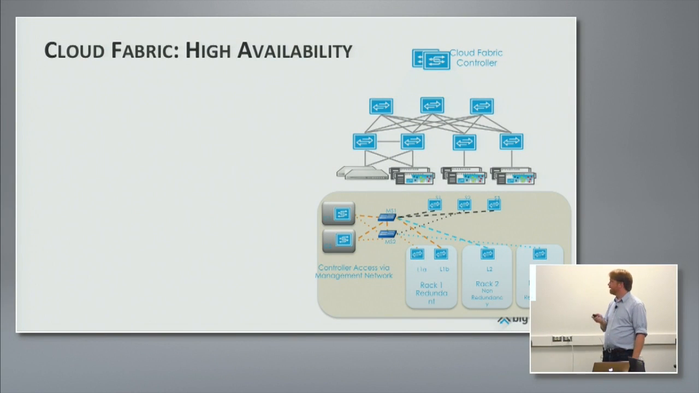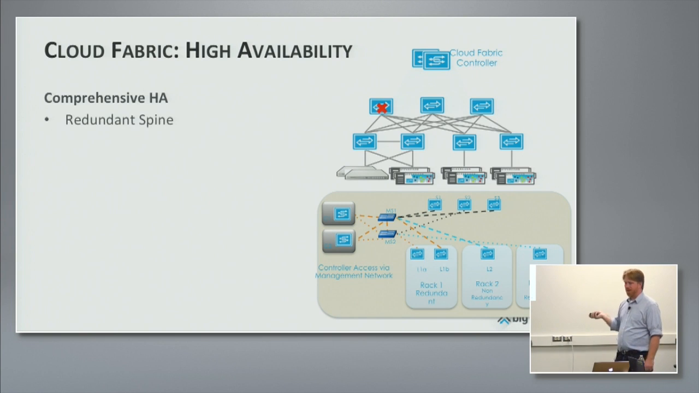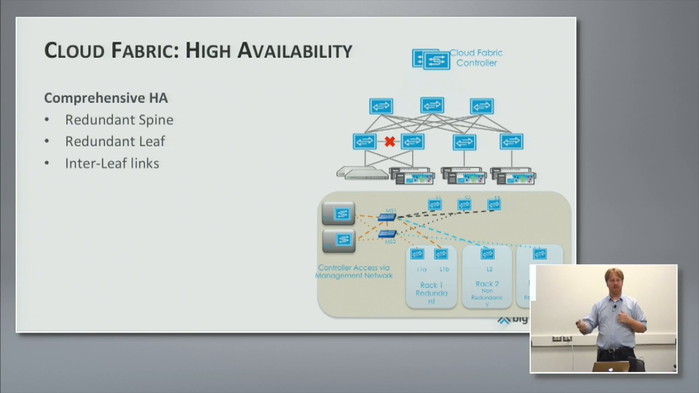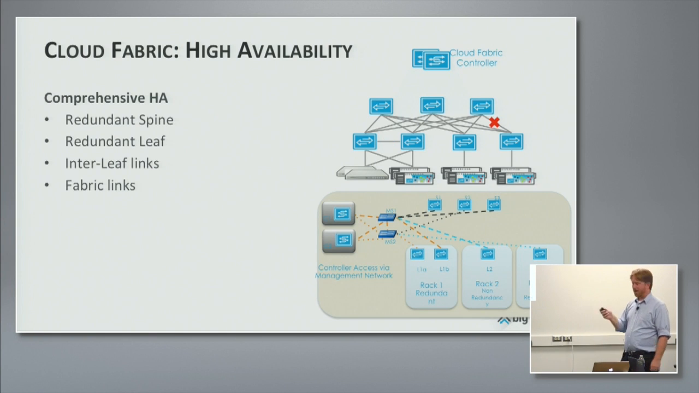In terms of fabric availability, we mentioned a couple of these at different points. If you lose a spine, you just lose capacity. If you lose a leaf, the servers automatically fail over. They have redundant connections. This is LACP. We actually have a link between the two leaves inside a rack. This helps us fail over faster if we lose a server link or something like that, because the rest of the fabric doesn't have to reconverge. We can handle the reroute locally. If you lose a fabric link, we can route around that.